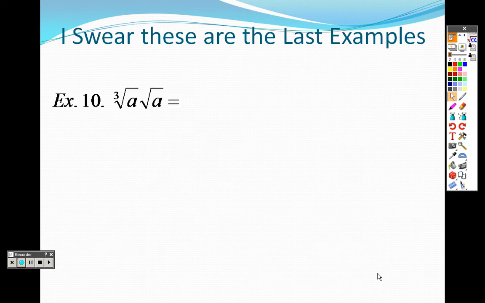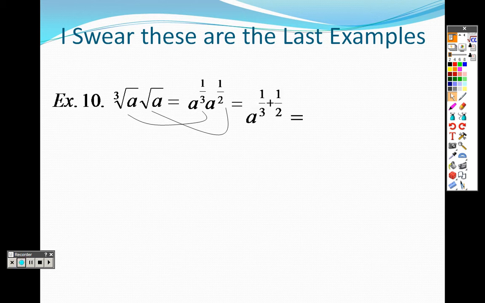So the cube root of a and the square root of a. Well, when we write that as fractions, we get a to the 1/3 and a to the 1/2. I can't combine them unless they have the same base, because I want them to be under one root together. So the only root that they could combine under would be the 6th root.